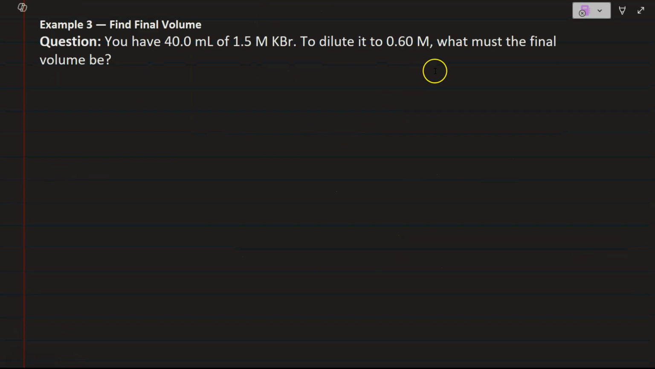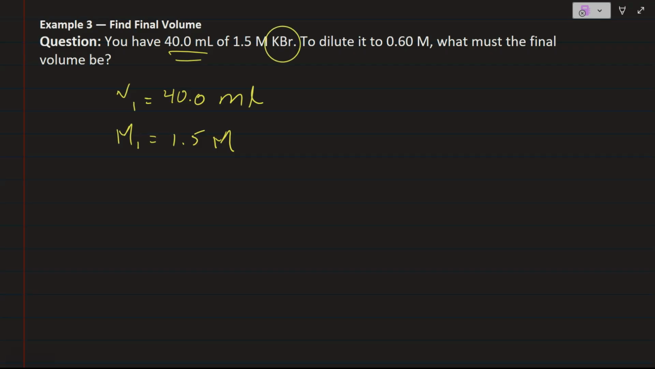Okay, let's look at another question. This time we want to find the final volume. You start with V1 equal to 40.0 milliliter. The concentration is 1.5 molar, and we are looking at KBr, which is potassium bromide, and we have M2 is 0.60 molar. This is after dilution. We want to know what the final volume would be.